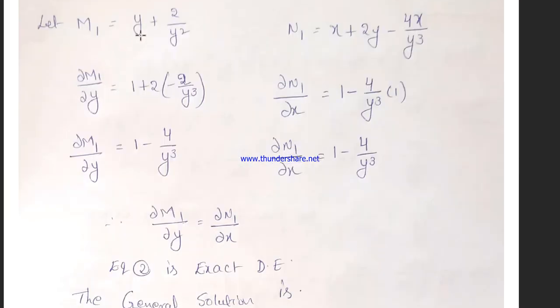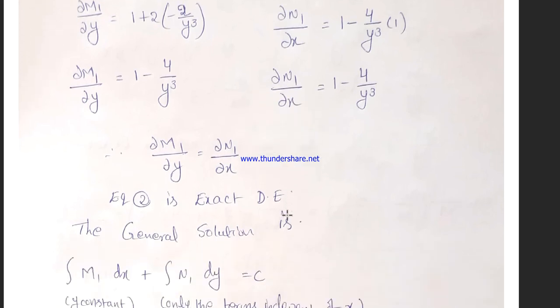So now M1 is equal to y plus 2 by y square. Dou M1 by dou y equals 1 plus 2 into the derivative of 1 by y square, which is minus 2 by y cube, that is 1 minus 4 by y cube. N1 is equal to x plus 2y minus 4x by y cube. Dou N1 by dou x: the derivative of x is 1, minus 2y derivative is 0, minus 4 by y cube is constant and x derivative is 1. So that is 1 minus 4 by y cube. Here both the values are the same, that's why dou M1 by dou y equals dou N1 by dou x. So equation 2 is an exact differential equation.